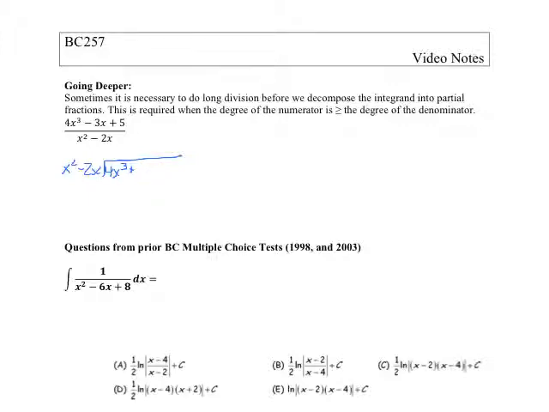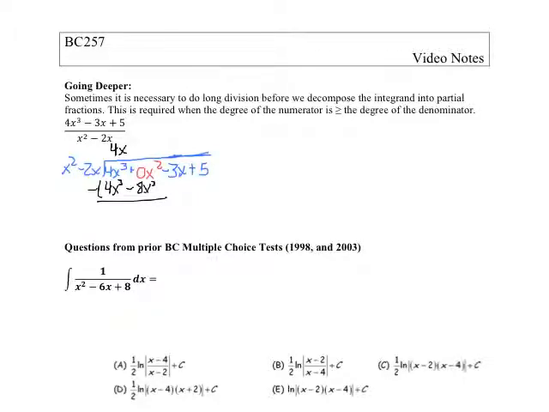I'll do that in red. 0x² - 3x + 5. So how many times does x² go into 4x³? That's going to be 4x times. So 4x times x² - 2x is 4x³ - 8x².